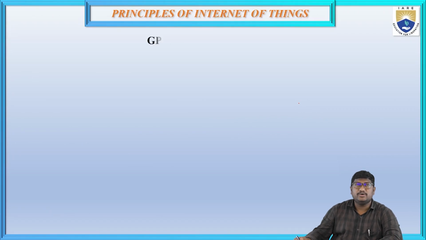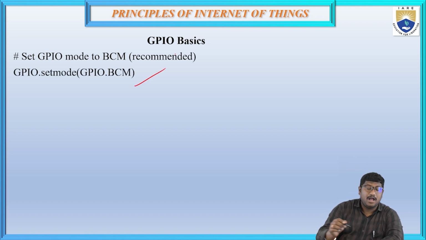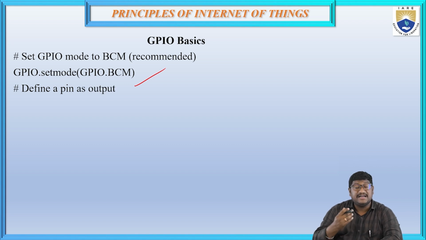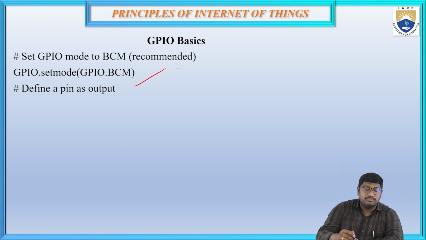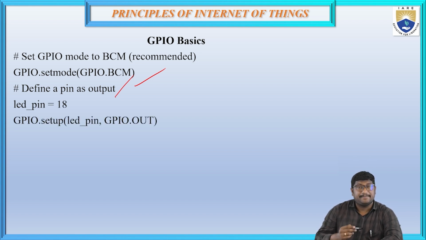Now I'll show you a sample exercise set out for BCM. See here, this is how to set the GPIO mode to BCM, which is the recommended one compared to the others, and how to define a specific pin as output. Here, LED_pin equals 18 and GPIO.setup(LED_pin, GPIO.OUT). This is the way to turn on an LED on the GPIO pins.